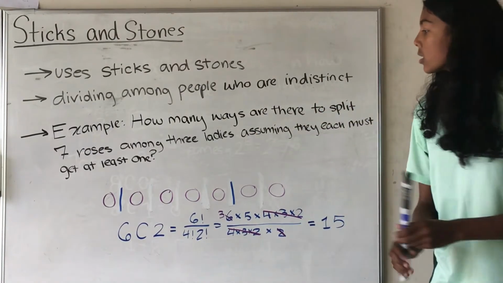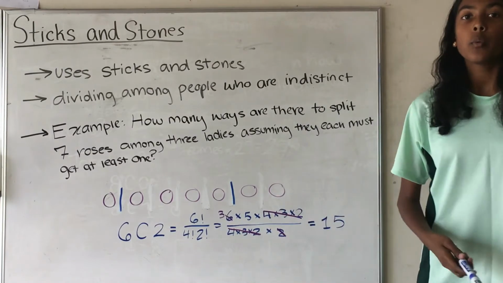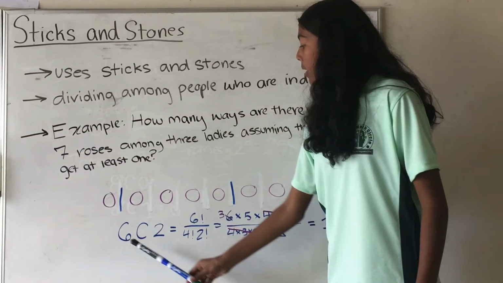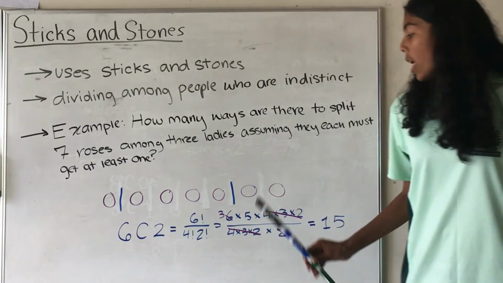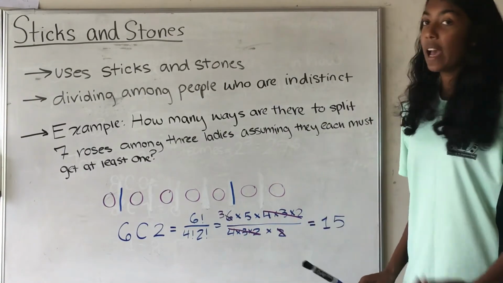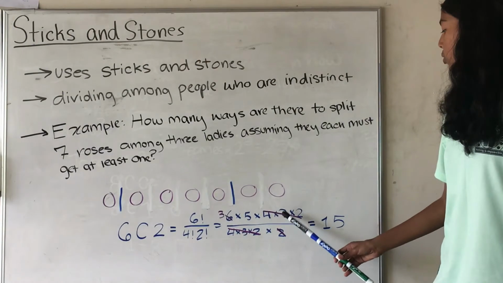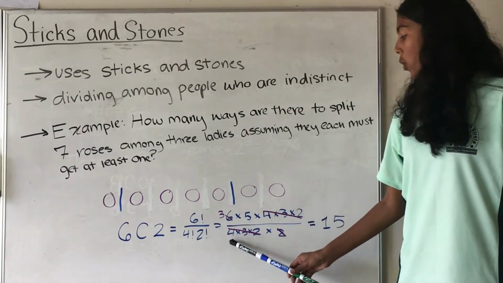So since there are 6 total and we're choosing 2, we're going to do 6 choose 2, which is equal to 6 factorial over 4 factorial times 2 factorial. And 6 factorial expanded out is 6 times 5 times 4 times 3 times 2. Well, 4 factorial is 4 times 3 times 2.